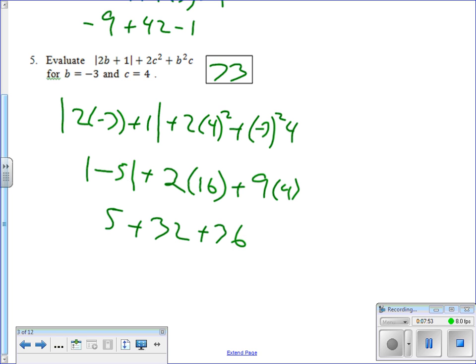Arithmetic is good, I hope. You guys do get to use calculators to do this, just not your phones. Okay. Questions? I move through this pretty quick when I do these. If you need me to stop to explain something, say, Mr. Doris, can you explain? And I will explain.